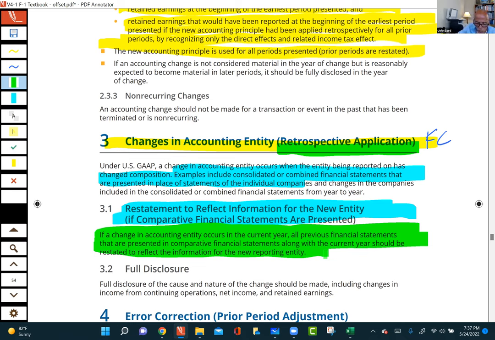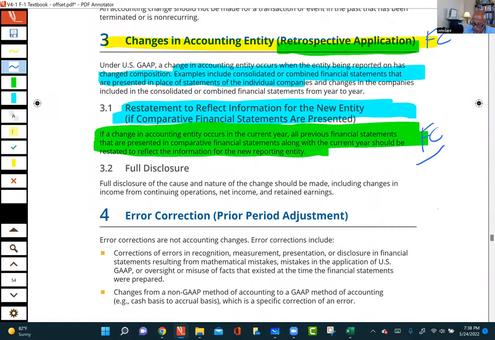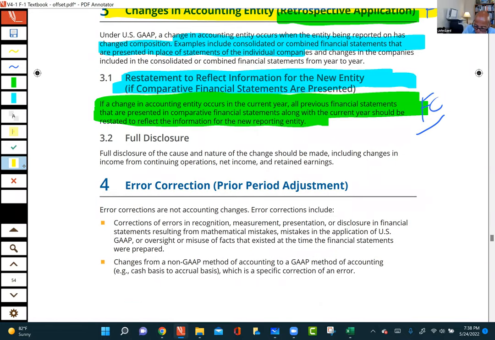So the rule is very similar to what we talked about with cumulative effect, but you should know the change in accounting entity is called retrospective application, even though we would restate any prior periods presented to show what it would have looked like had we consolidated in those prior periods. So flashcard that. Okay. Now, error correction and prior period adjustment.